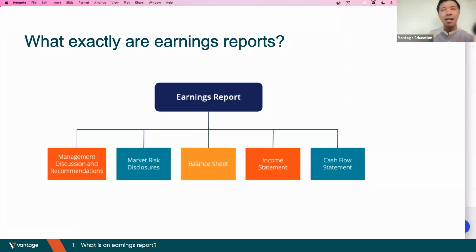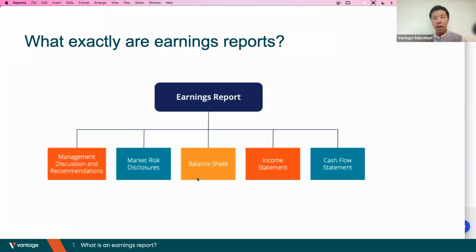Right, so what exactly are earnings reports? An earnings report really consists of five things. One is the management discussions and recommendations. Then there's a little bit of market risk disclosures. The reason for the market risk disclosures is that they frame things in context, like, hey, this is what's happening in the market now. These are the risks that we're seeing.